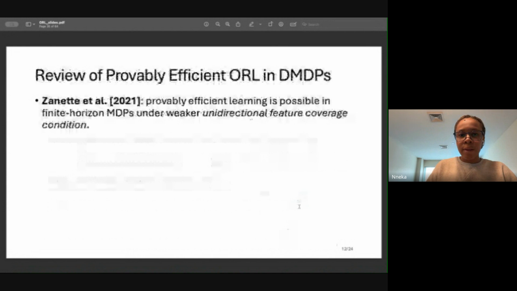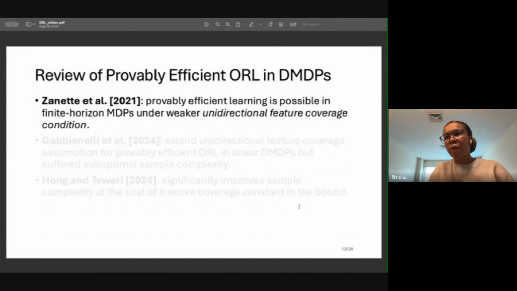Now, under this linear function approximation framework, we know from previous works that fully efficient learning is indeed possible, at least in the simple case of finite horizon MDPs, under a weaker unidirectional feature coverage condition, which no longer requires us to require coverage in the actual state action space, but only in a lower dimensional feature space.